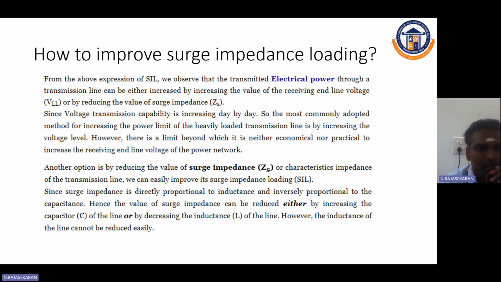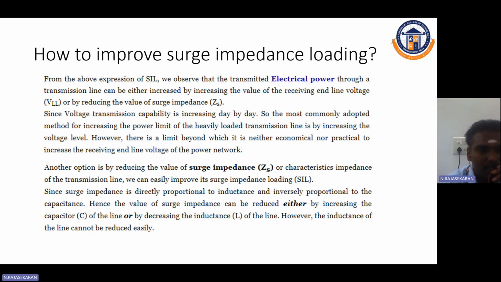Another option is reducing the surge impedance ZS value, or characteristic impedance of the line, so we can easily improve the surge impedance load. So one thing is to maintain your receiving end voltage, the other thing is to maintain your surge impedance value. These are the two possibilities to improve your surge impedance loading, because it depends on only two factors.